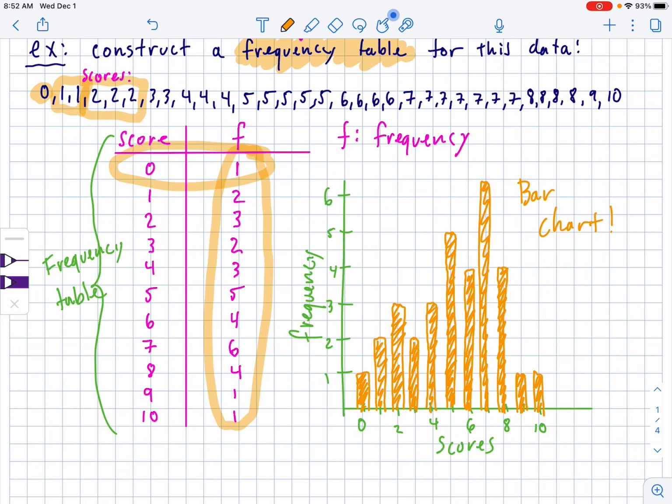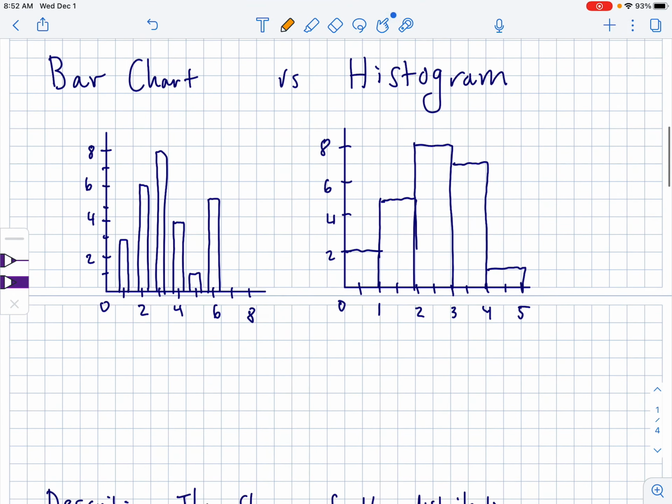Next up, we're going to talk about bar charts versus histograms. Notice I came up with 2 examples. These are completely separate. It's not the same data set. It's just an example of a bar chart on the left and a histogram on the right. Bar chart, we just constructed one of those.